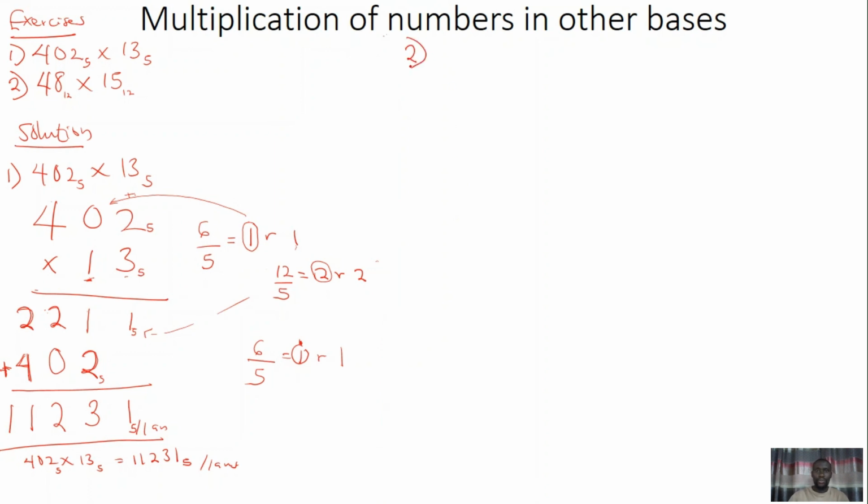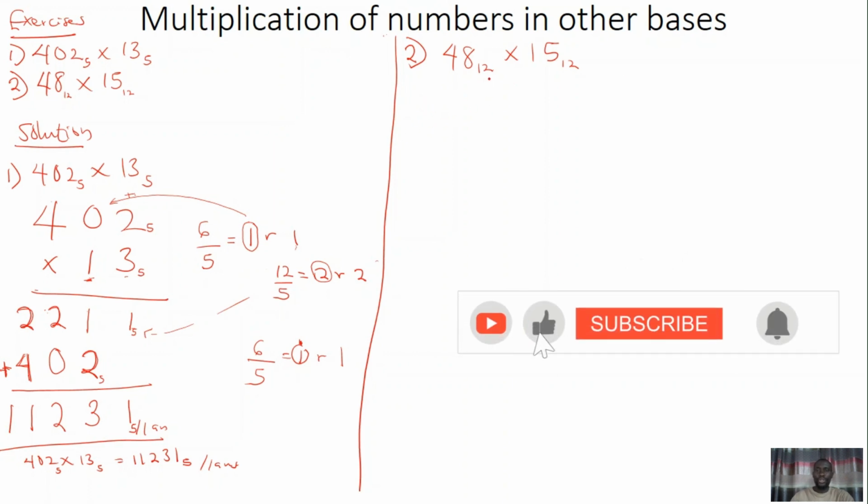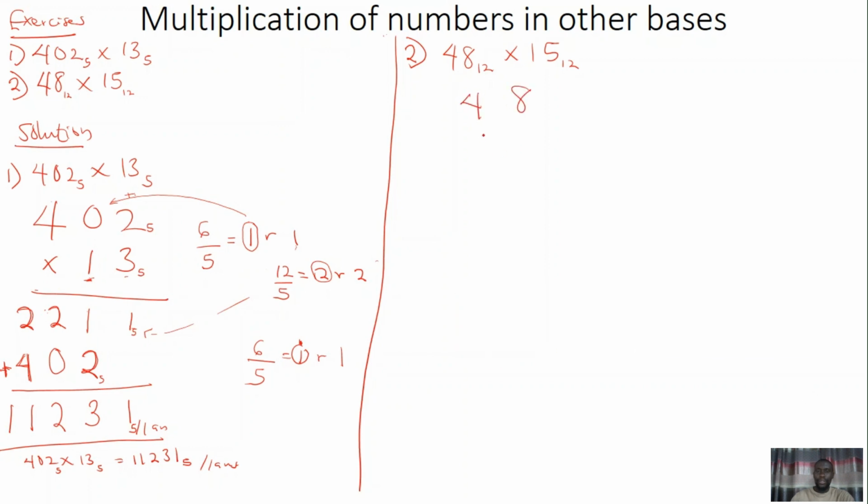Number 2, 48 base 12 multiplied by 15 base 12. So the first thing we do is to arrange this number on top of each other. 48 multiplied by 15, all in base 12.